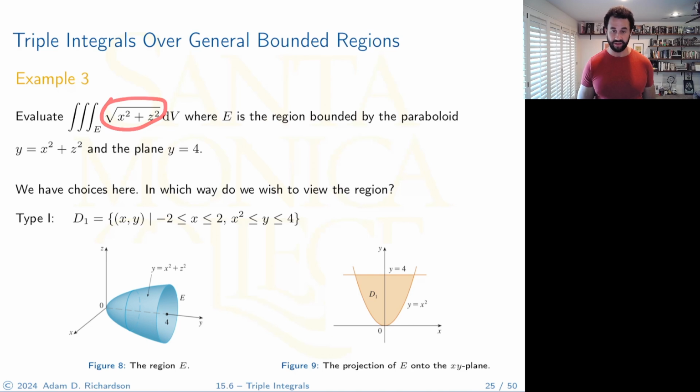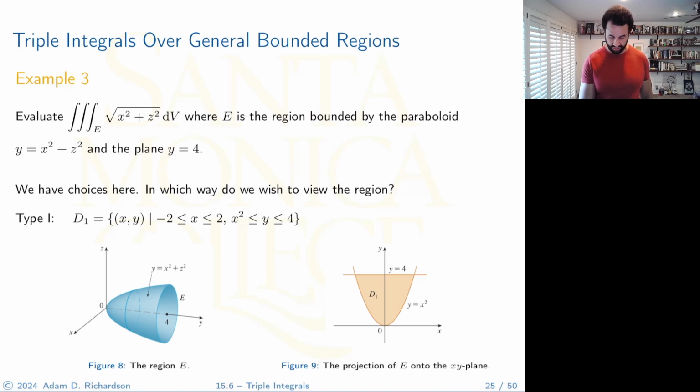Here's the function you're trying to integrate, and this is the region you're trying to scan. So we have options here. We could view it as a type 1 region. What we could do first is think about projecting this object down to the XY plane. Imagine you were above it looking down; this is what you would see. So this is one way that you could think about scanning it.